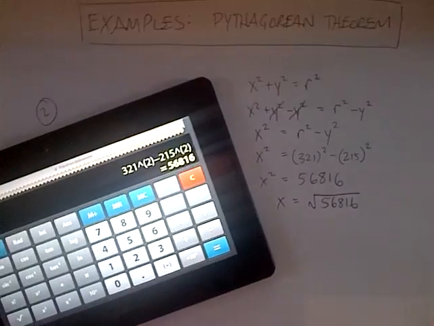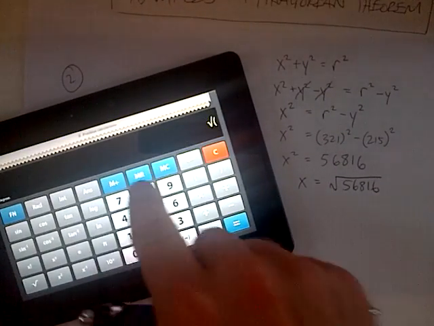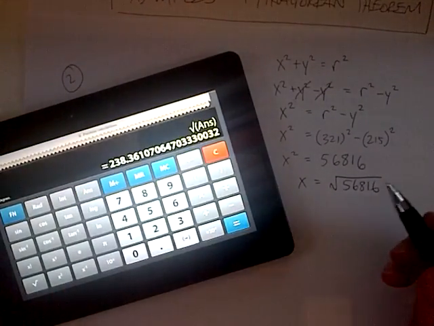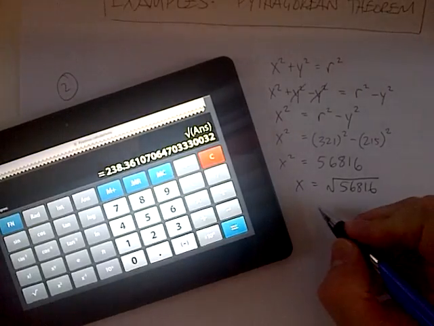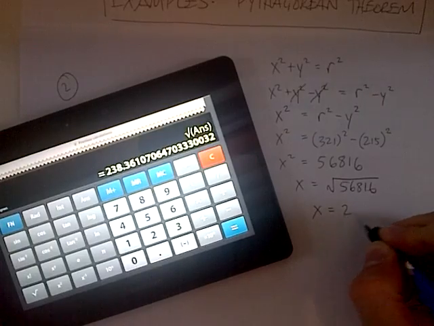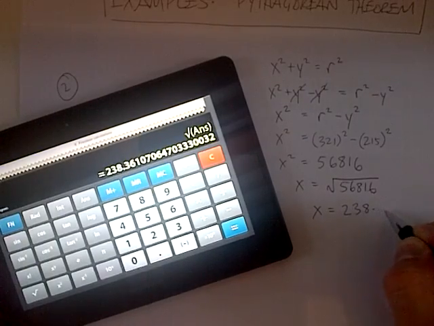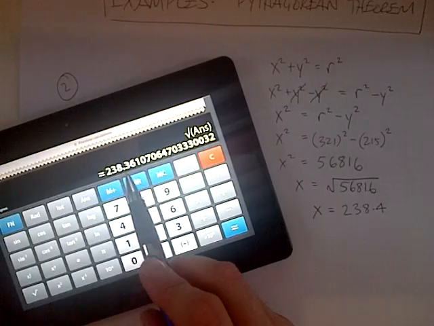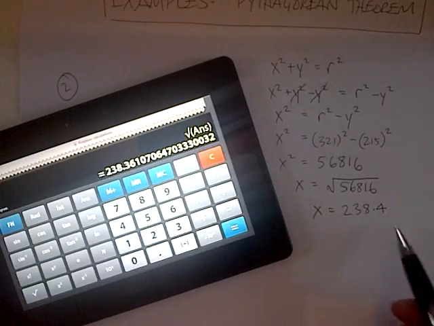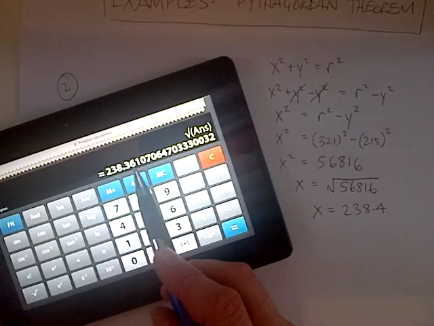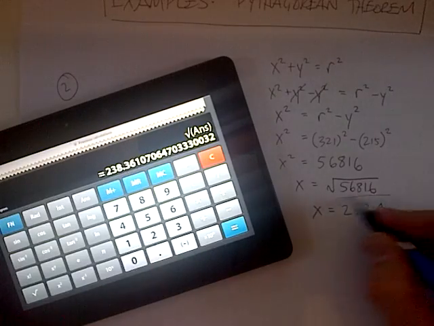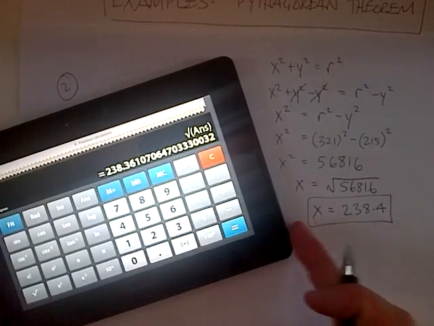So if I say square root of that number is, and remember your calculator might do it differently, so try it with your calculator, make sure you get the same answer, 238.4. So this is 0.36, so I decided to take it to one decimal place. So that's 0.3, but the next number is 5 or bigger, so I round up. So that's what x is.